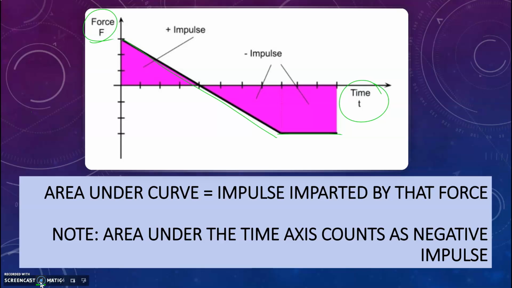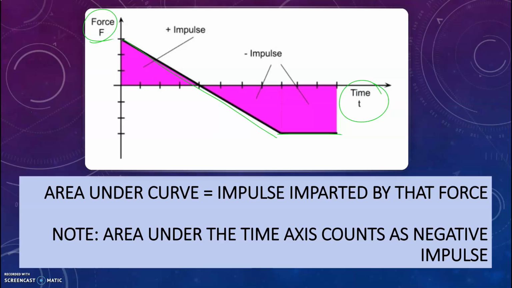So force is going to be on our y-axis because this is our dependent variable. This is something that we are measuring. Time is going to be on our x-axis because it's something that we're changing. We can allow so much time to pass by. These are called impulse graphs because these graphs tell us the impulse that's acting on the object.